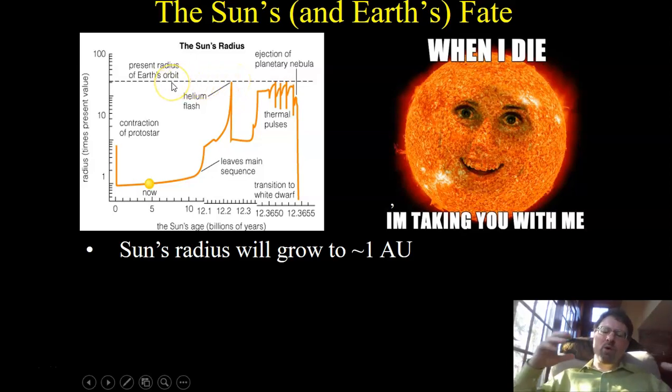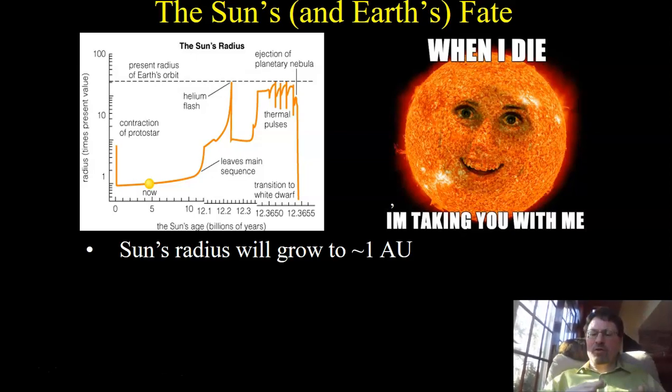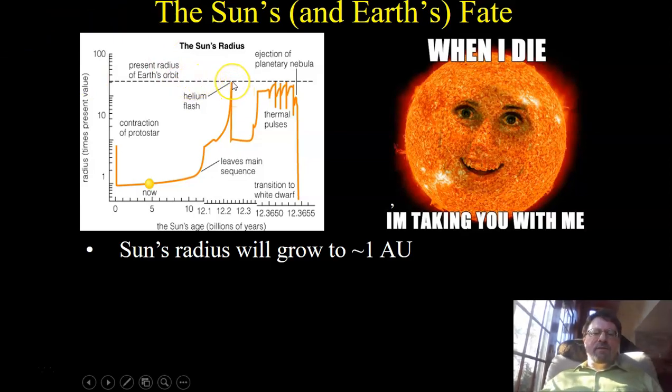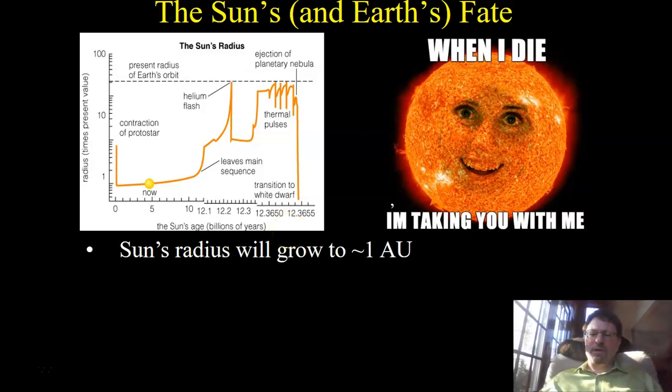And so what will happen, if you could imagine that we'll be around or that there will be someone around to observe this, is that you'll see the Sun getting larger and larger and larger in the sky. As we'll discuss in a moment, it's also going to be getting brighter and brighter, and the oceans will boil away, and Earth will become this little cinder floating in space in orbit around the sun. The helium flash will occur, and the sun will resettle down to something smaller, go through its thermal pulses, and eject its outer layers into a planetary nebula. So approximately 8 billion years from now, or so, a little less than that, it will have transformed into a planetary nebula.